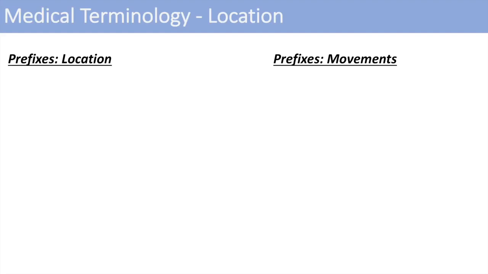For different locations for prefixes, we've got epi, peri, and circum, and these all just mean around the location or around the object. You can just think of perimeter, circumference, the epicenter. You're kind of around the center. So different things like that.